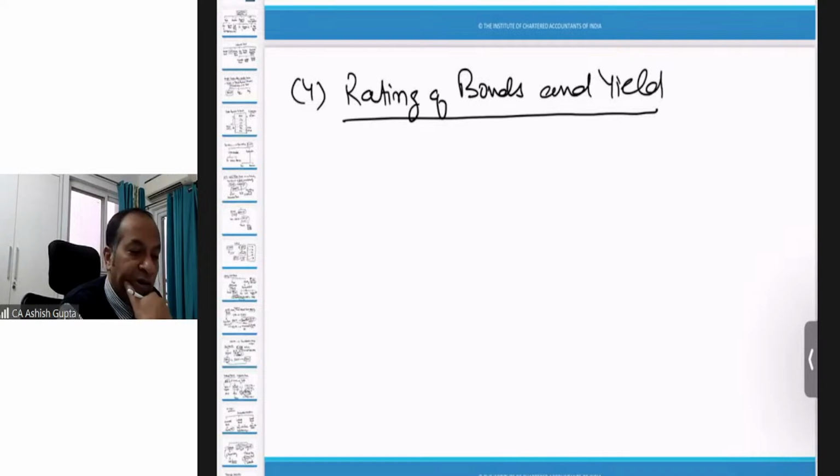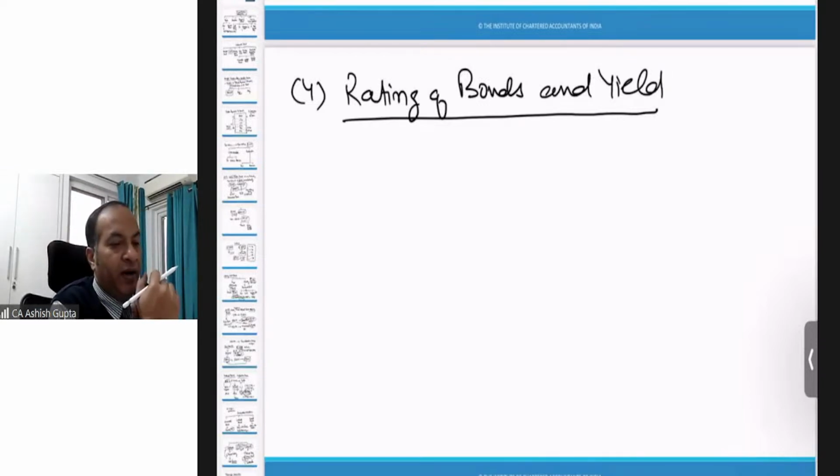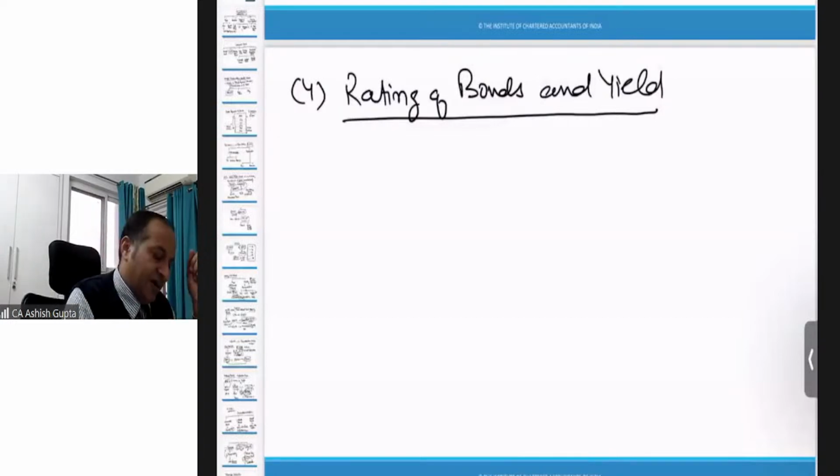Now, when we say rating of bonds, it basically means what happens. A company may have a rating. What is rating? Rating means the credit standing of a company. You must have heard of the rating agencies like Moody's, Fitch, CRISIL.